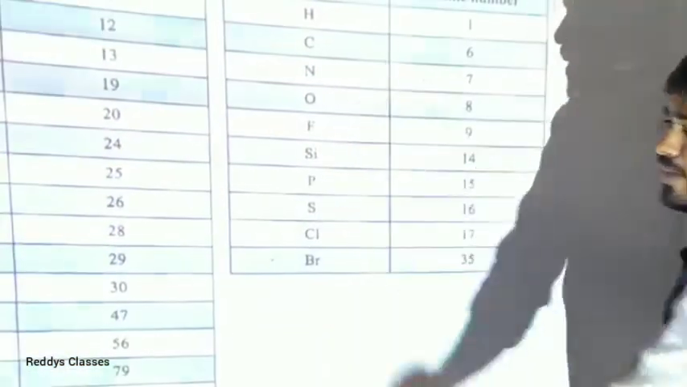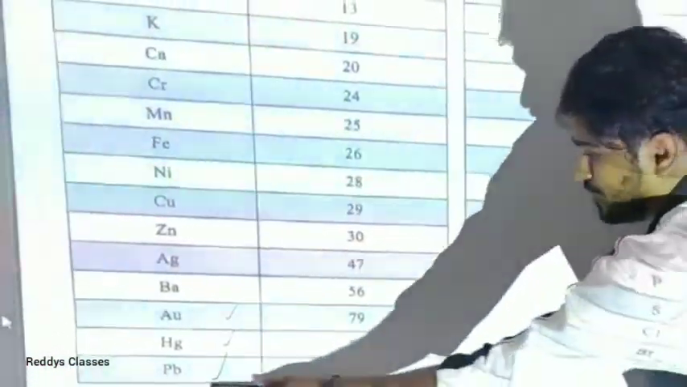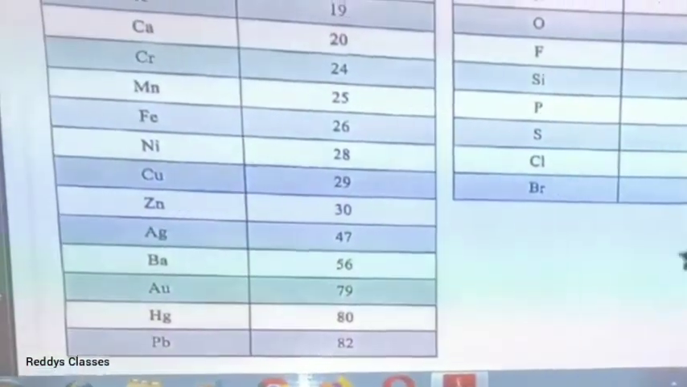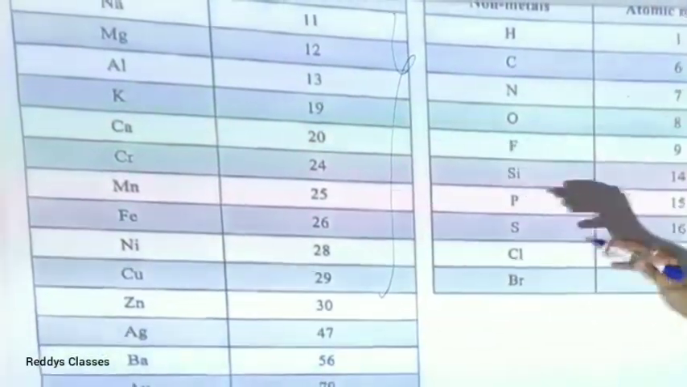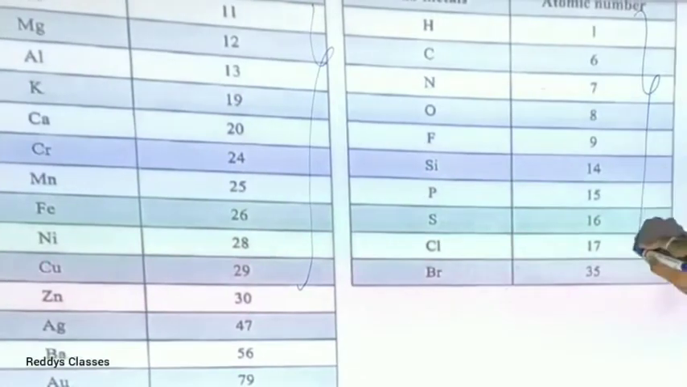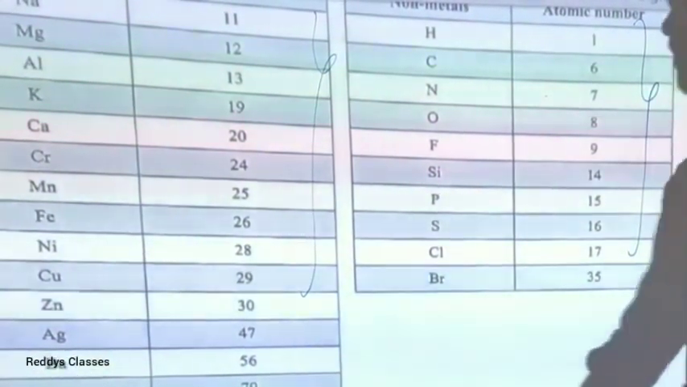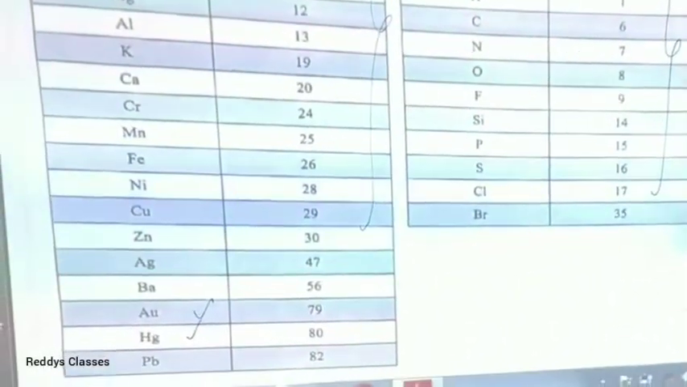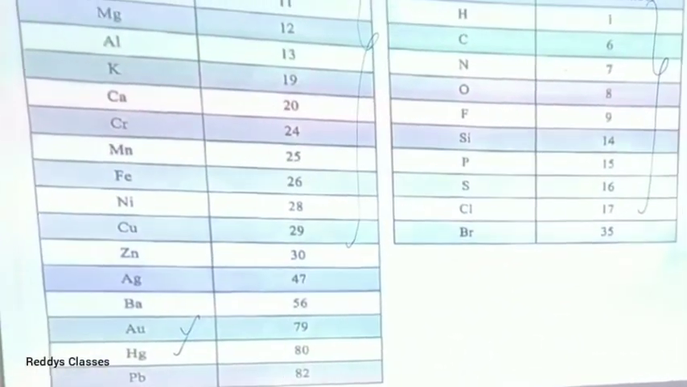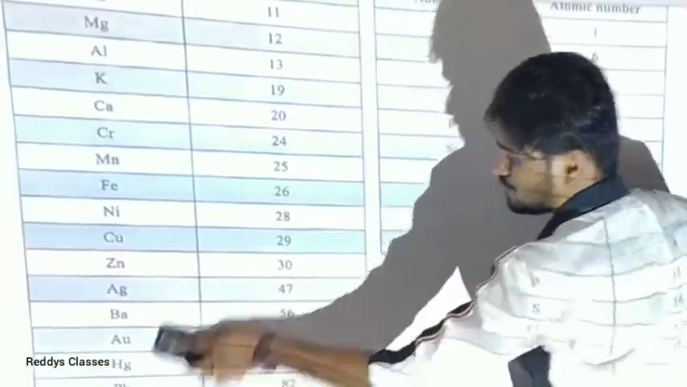Okay. Au is gold, Hg is mercury, Pb is lead. These are the atomic numbers. Mostly we use the atomic numbers from this to this and from this to this. You have to learn these atomic numbers more. If there is any reaction with lead and gold, you have to use those atomic numbers. So let us continue now. You have to learn these atomic numbers.